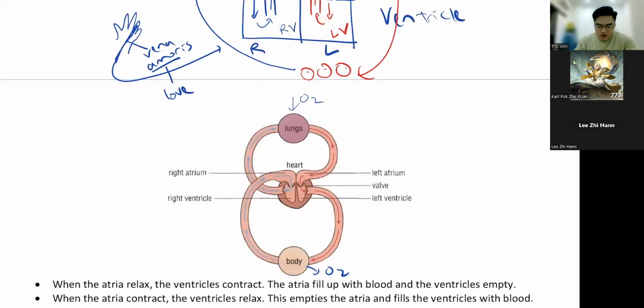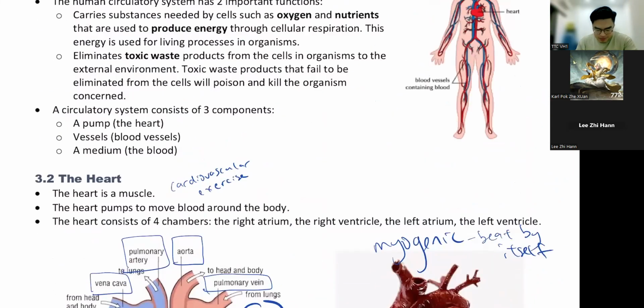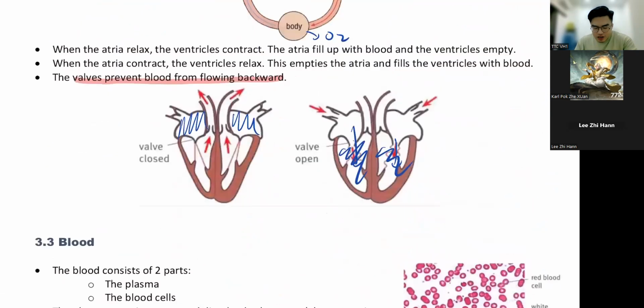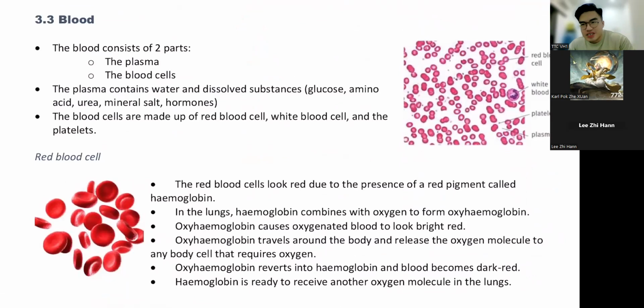So now we finished the heart. We finished the pump. Now let's go to the blood, and we'll talk about the vessel later. This is very easy. Your blood has 2 parts, which is the plasma and the blood cells.